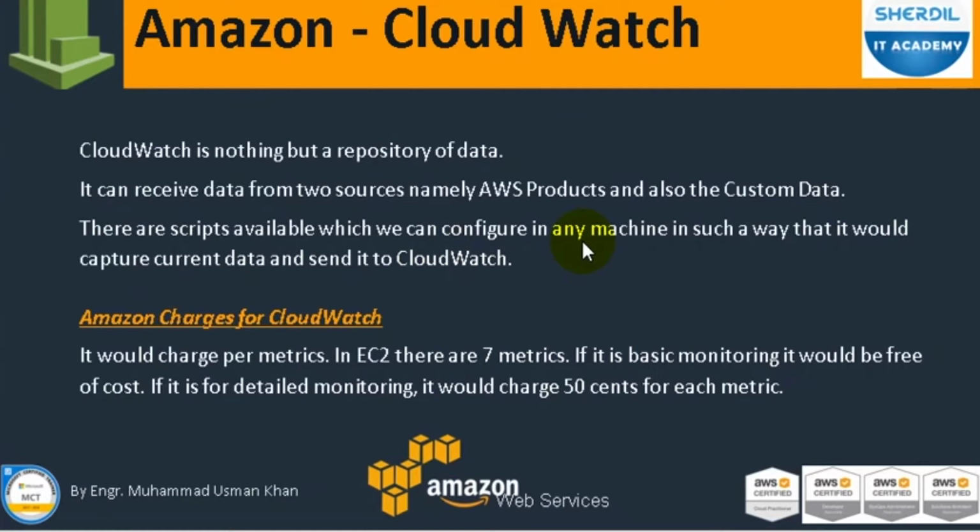If we talk about the charges in Amazon CloudWatch, it charges per metric. In EC2 there are 7 preset metrics, as they're technically called. If it is basic monitoring, which means a 5-minute interval, every 5 minutes it will send an alert and metrics graph to CloudWatch. It would be free, of course, but if you want detailed monitoring, which is a 1-minute interval, it would charge 50 cents for each metric. Like the CPU graph has 50 cents, CPU idle has a different 50 cents, network throughput, network idle, these are different metrics, and each metric costs 50 cents per metric per month.